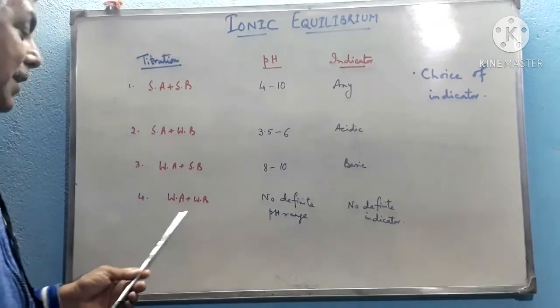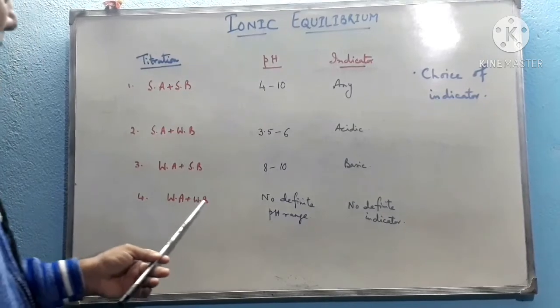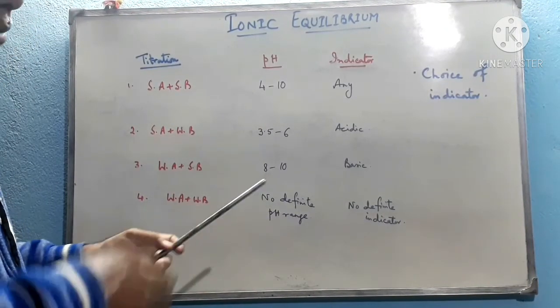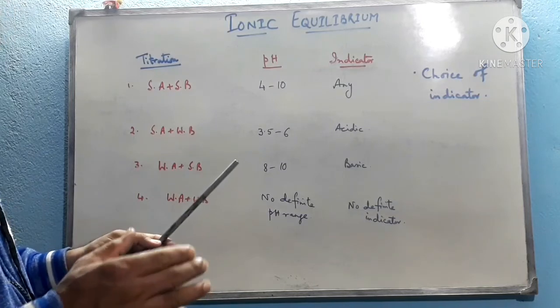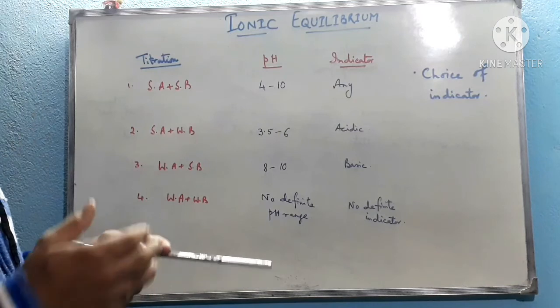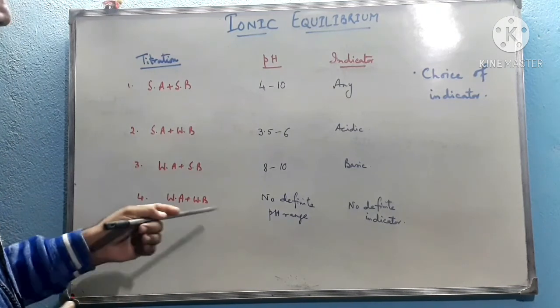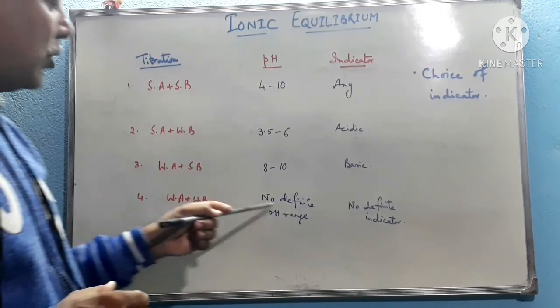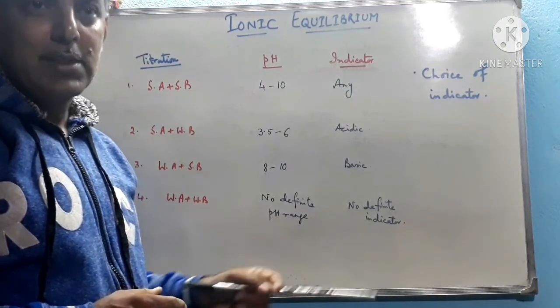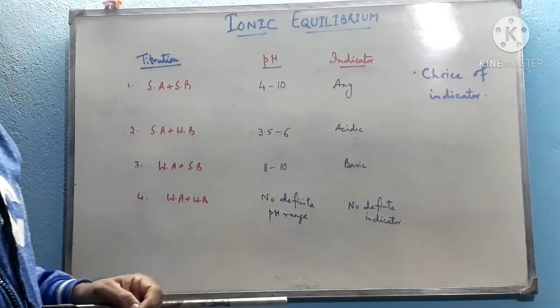But in the case of weak acid and weak base, ammonium hydroxide and acetic acid, there is no definite pH range because both of them are very weak. The dissociation constant is very low, and the degree of dissociation of both the acid and the base is very low, and hence there is no definite pH range and no particular indicator is used in this case to indicate the endpoint of these solutions.